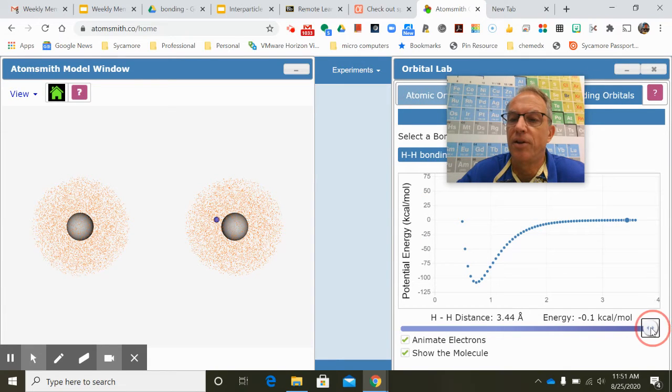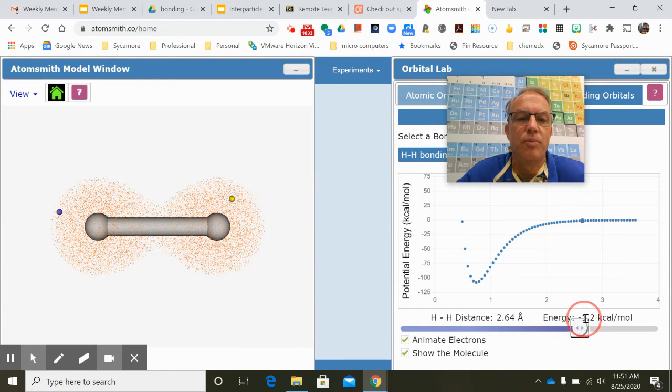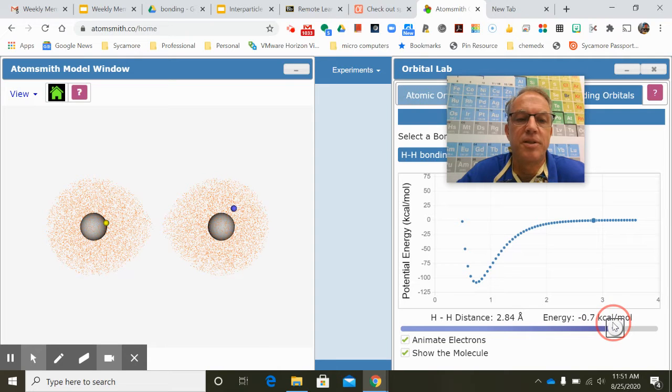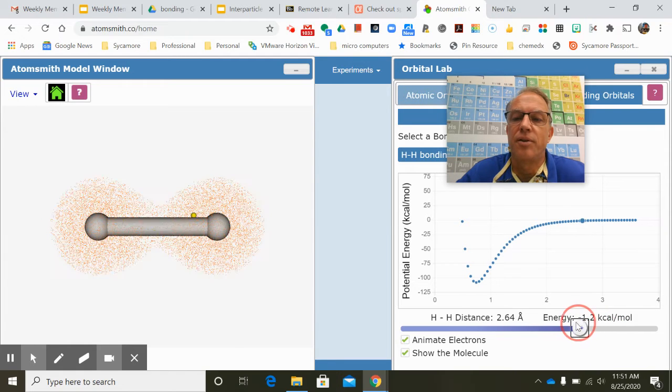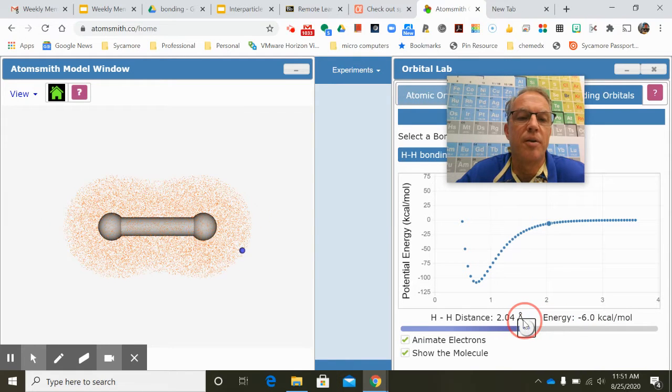So I'm going to bring it in closer here. They get close, too close right there. So what happens is, as we get closer and closer, the nucleus of one grabs the electron of the other, and they start to share and pair up.